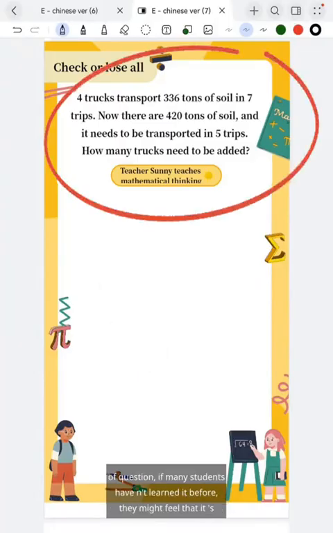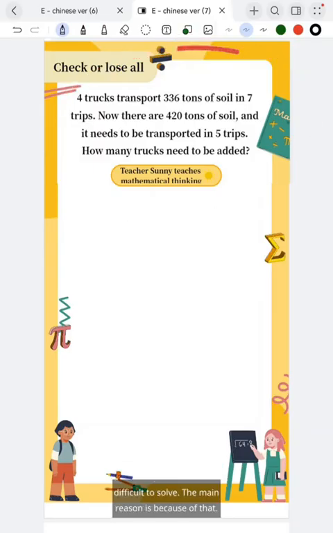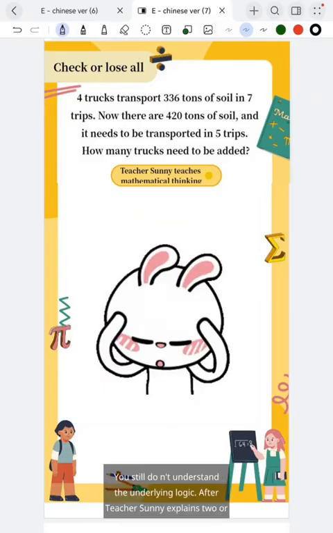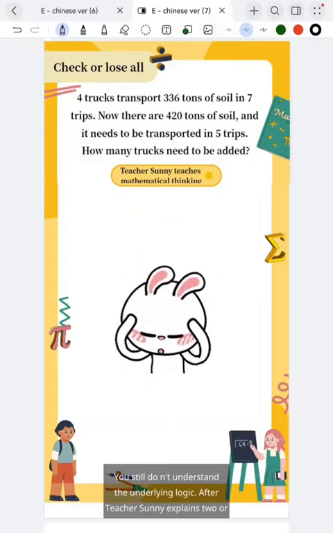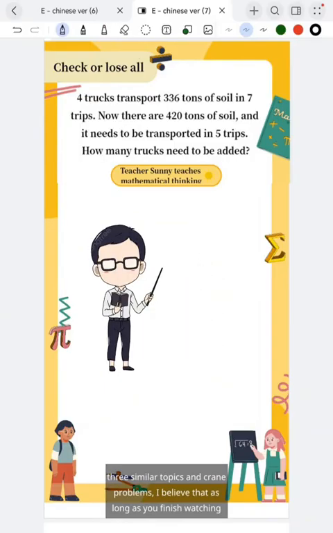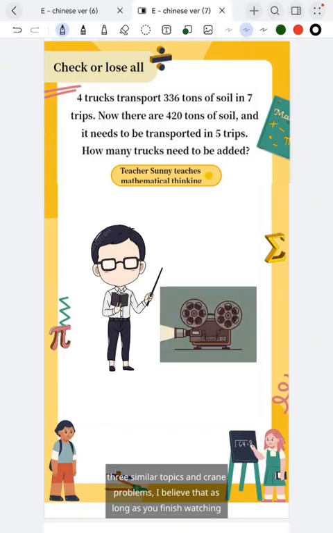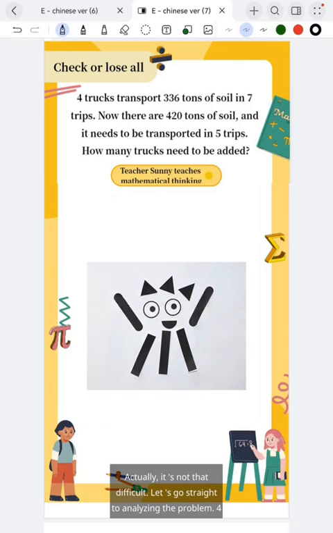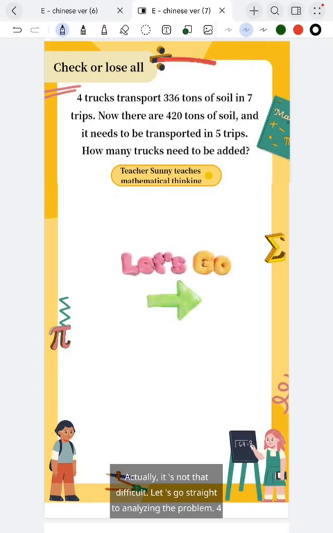For this type of question, if many students haven't learned it before, they might feel that it's difficult to solve. The main reason is that you still don't understand the underlying logic. After Teacher Sunny explains 2 or 3 similar topics and crane problems, I believe that as long as you finish watching this video, you'll immediately know how to solve this kind of question. Actually, it's not that difficult. Let's go straight to analyzing the problem.